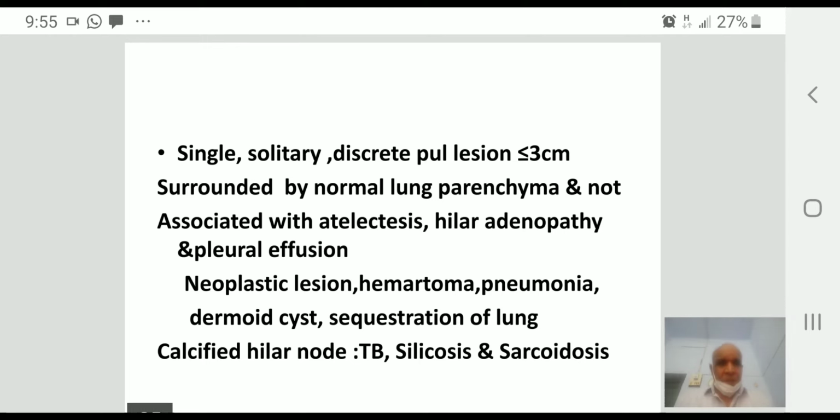A nodule less than 1 cm is normally not detected on chest radiogram. When it becomes more than 1 cm, it is easily detected by the chest X-ray. Sometimes it is detected incidentally, on an X-ray taken for another investigation. When you see the nodule, then we can think whether it is benign or malignant.